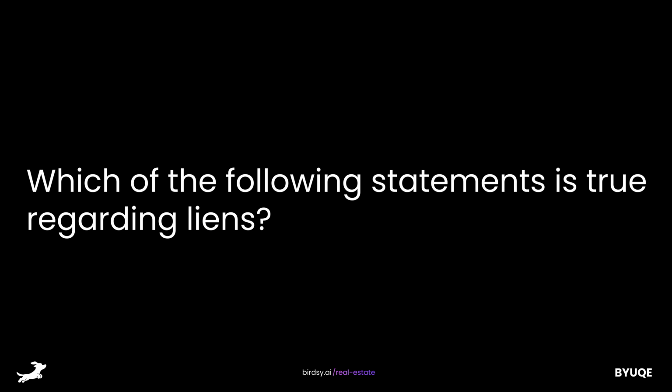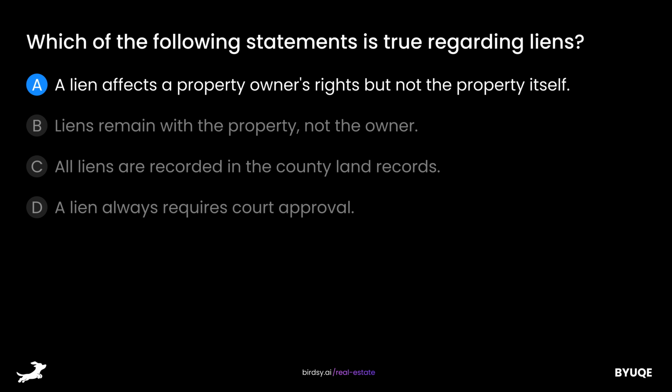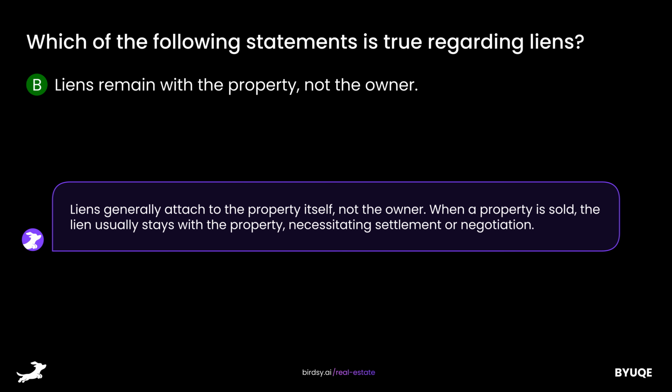Which of the following statements is true regarding liens? Is it A, a lien affects a property owner's rights, but not the property itself? B, liens remain with the property, not the owner? C, all liens are recorded in the county land records? Or D, a lien always requires court approval? The answer is B. Liens remain with the property, not the owner. Liens generally attach to the property itself, not the owner. When a property is sold, the lien usually stays with the property, necessitating settlement or negotiation.